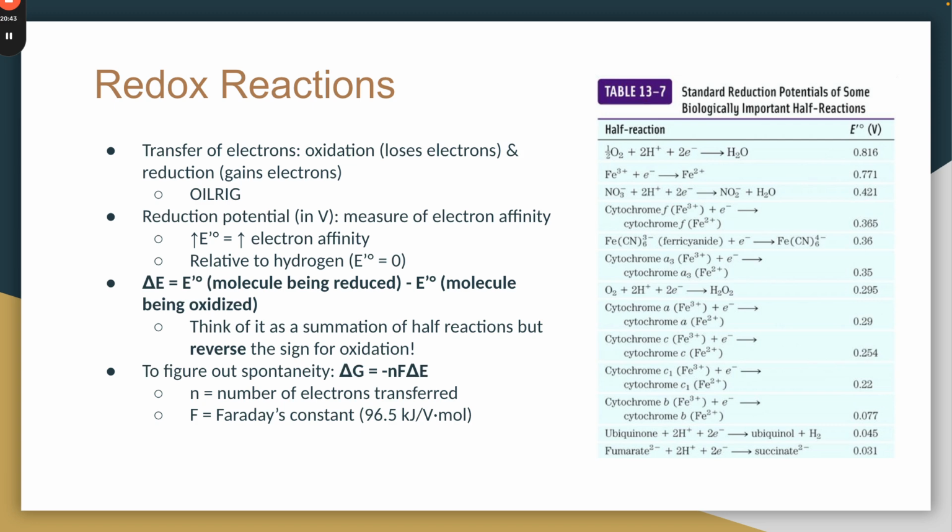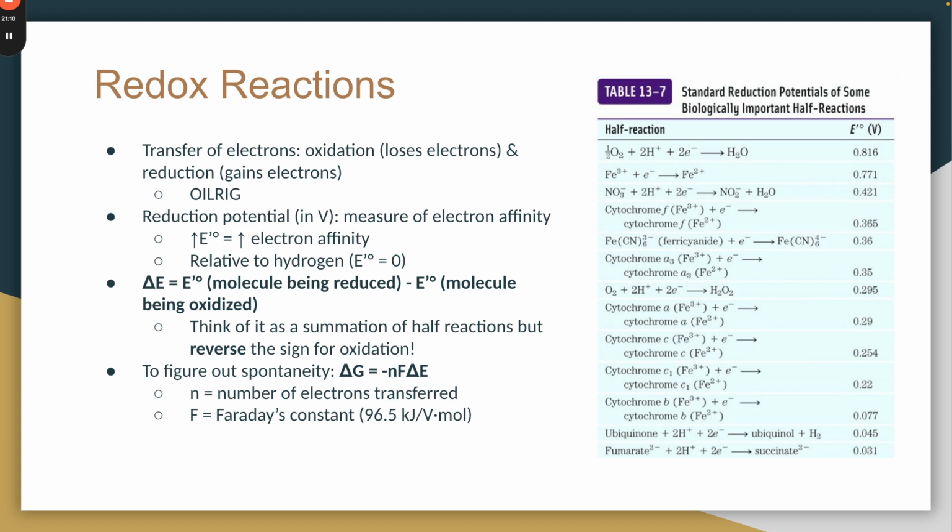And then to figure out spontaneity, we have delta G equals negative n F delta E. n is the number of electrons transferred, F is Faraday's constant, and delta E is the reduction potential difference. It's important to note that a positive delta E results in a spontaneous reaction because of this negative sign. So that's important to know. If you have a positive delta E, you have a spontaneous reaction.